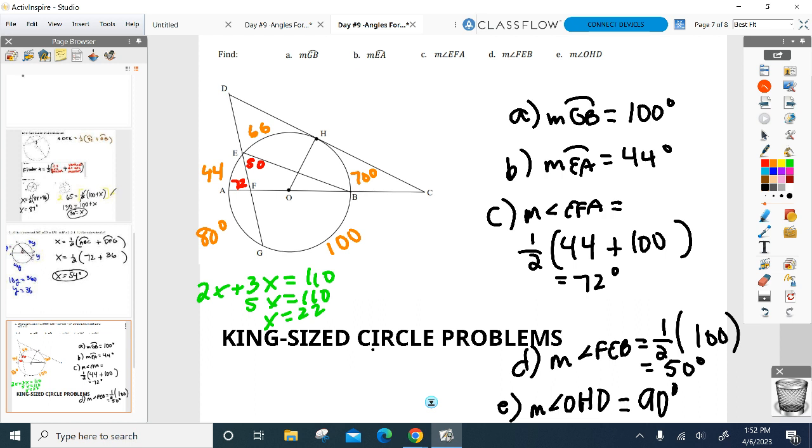Don't need a calculation. I just know the rule for that. No, don't turn your pages. I'm not done yet. Are we okay here? Let me show you why it's important to label your diagram as you move along.